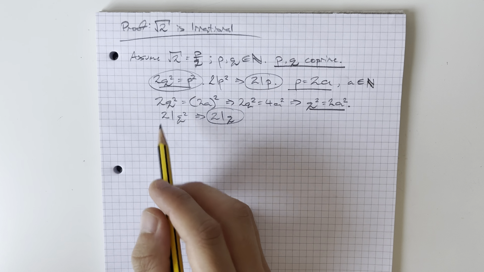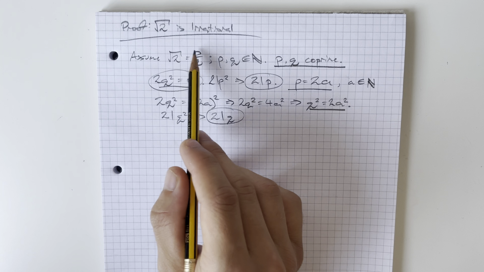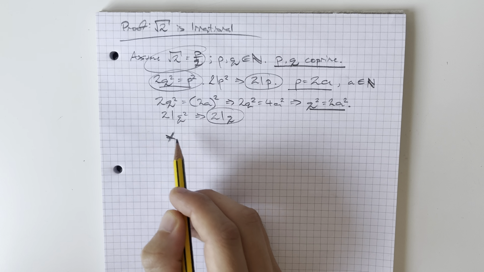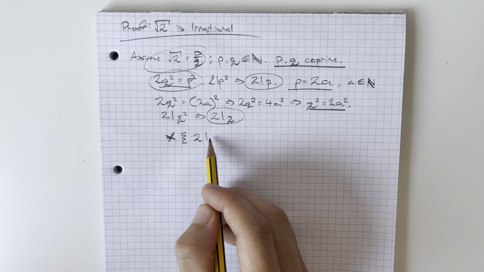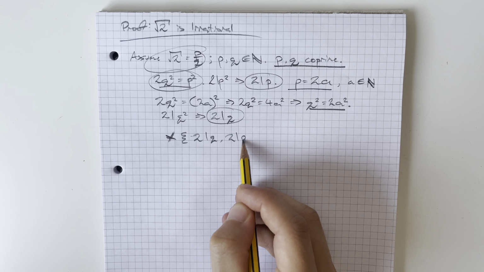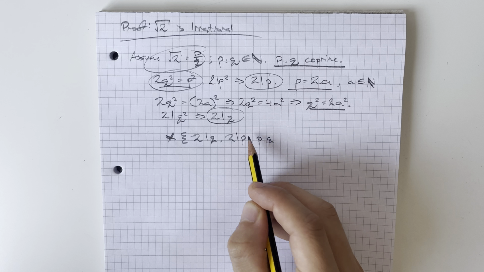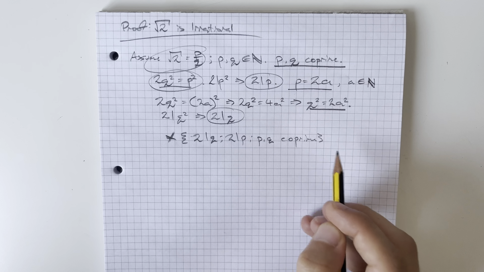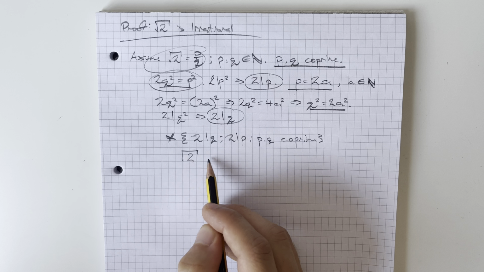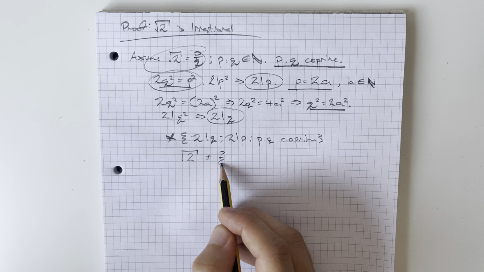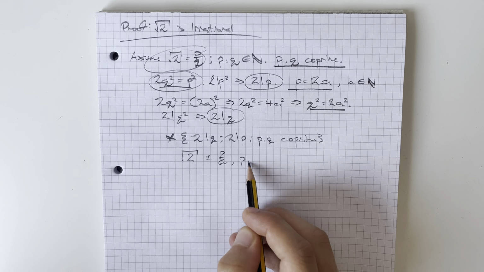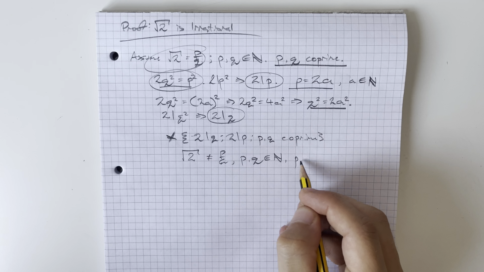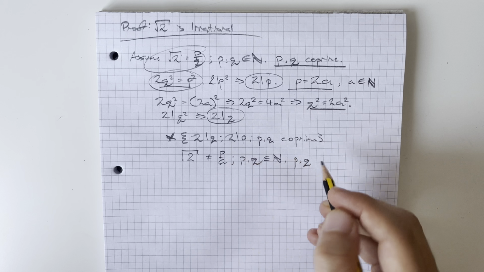So what we've said here is, because we have this contradiction, this statement cannot be true. So due to the contradiction, that 2 divides q, 2 divides p, and p, q are co-prime, we know that root 2 cannot be equal to p over q when p, q are integers with p, q co-prime.